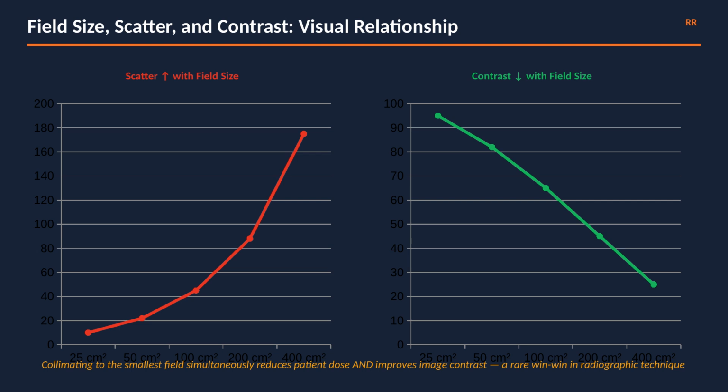The right chart, subject contrast versus field size. As field size increases, contrast drops, steadily, significantly. Wider field means more scatter fog mixing with the primary beam signal, reducing the difference in density between different tissues, which is exactly what contrast measures. The takeaway from both charts is the same: collimate aggressively. Every centimeter of field reduction simultaneously reduces scatter production and improves subject contrast. There is no other single technique adjustment that does both.